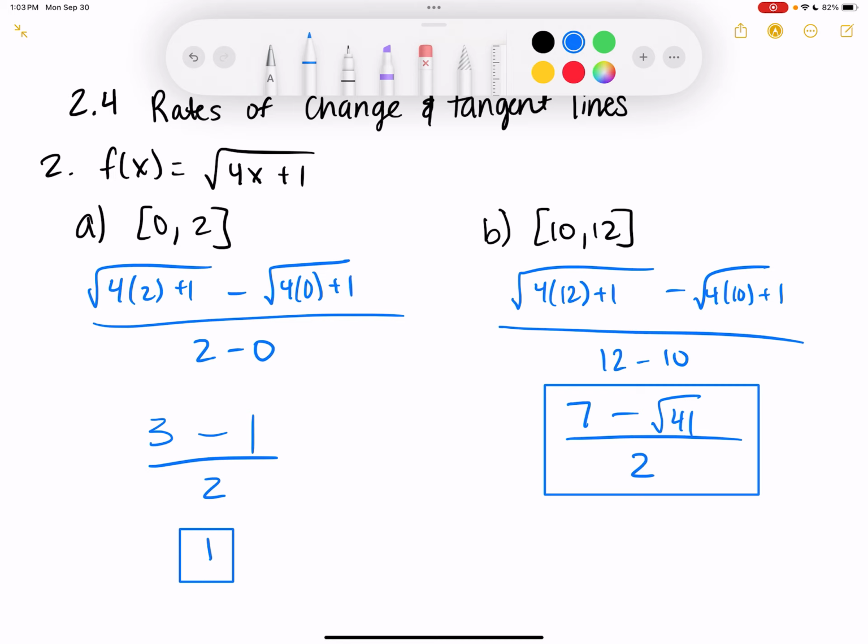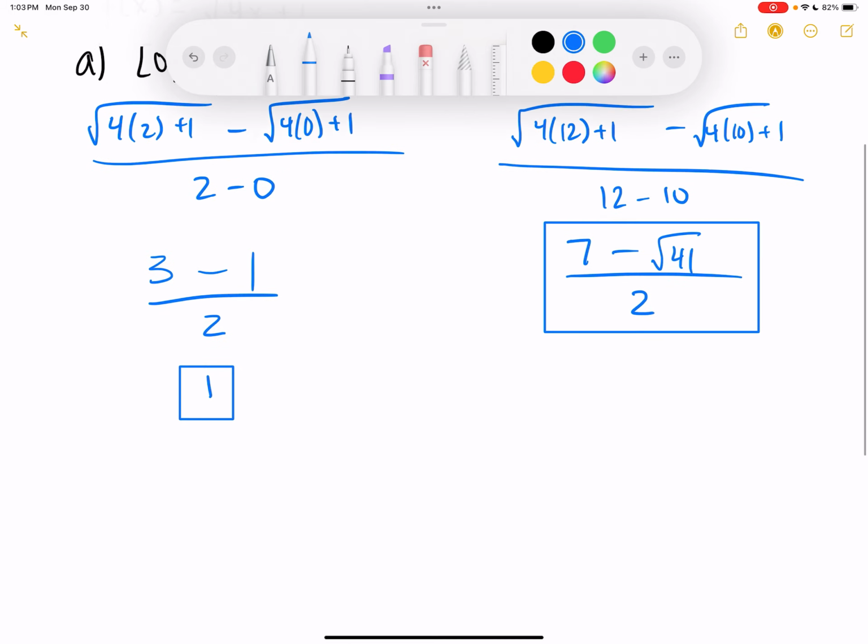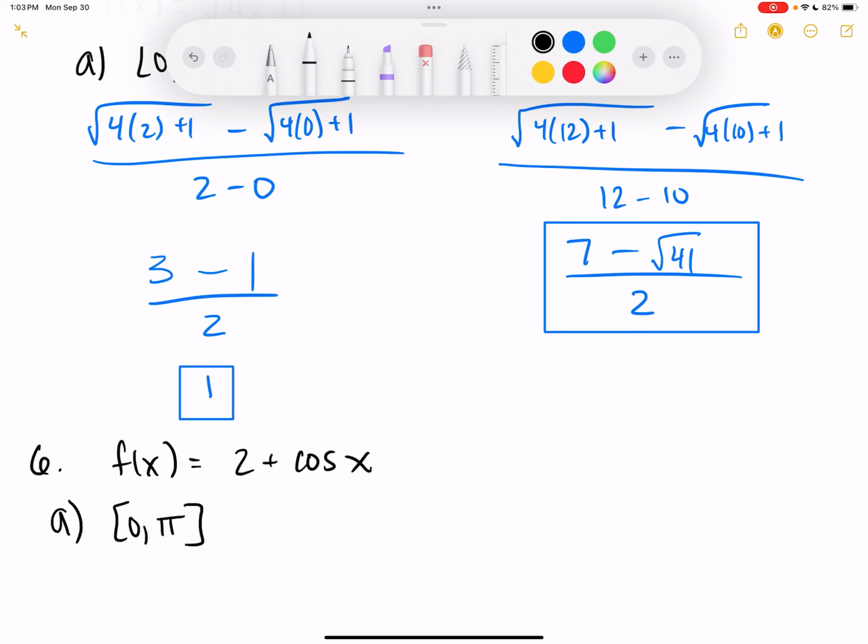Now I know this is relatively easy, but we are going to do one with a trig function, so we can review a little bit about that stuff. Number 6, f of x equals 2 plus the cosine of x. Part A is the interval 0 to pi. Part B is negative pi to pi.